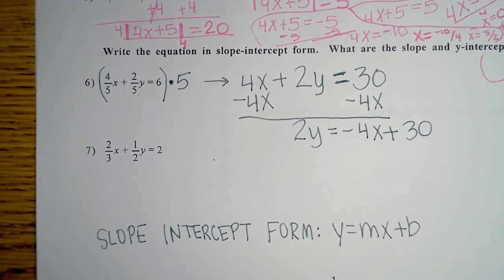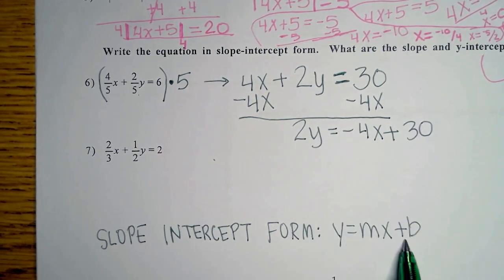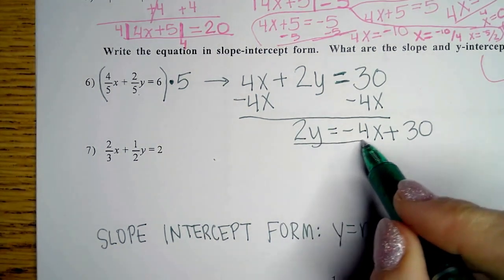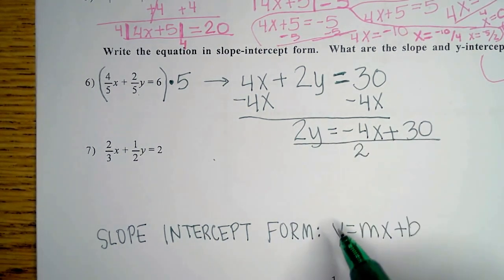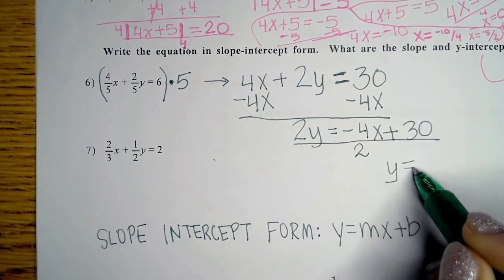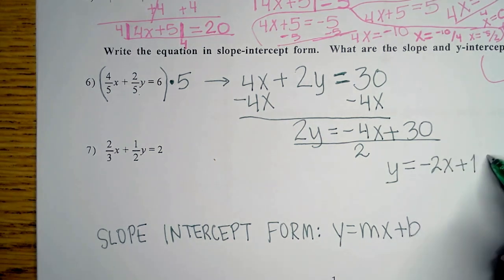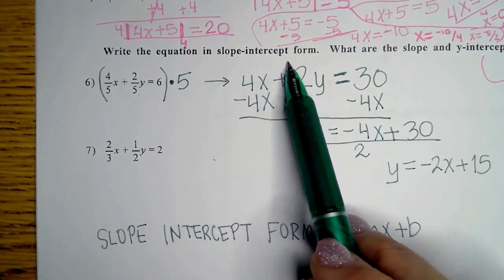Now we only have one more step. Aaliyah, what do I need to do to this to get it to look like this? Divide by 2. Beautiful. And we divide everything by 2. Now when I divide everything by 2, so Aaliyah, finish it up. We end up with y equals? Nice. All right. Now write the equation in slope-intercept form.